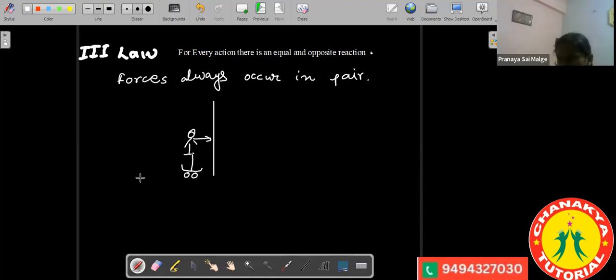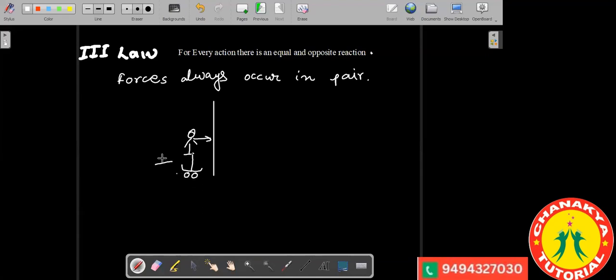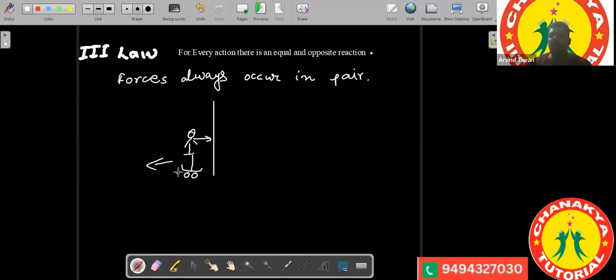The person gets pushed back. He will be pushed back on the roller skates. He falls or he balances his body, that's his problem. But he will be pushed in the backward direction. So what was his action? His action was pushing the wall. And as a result, he obtained a reaction.